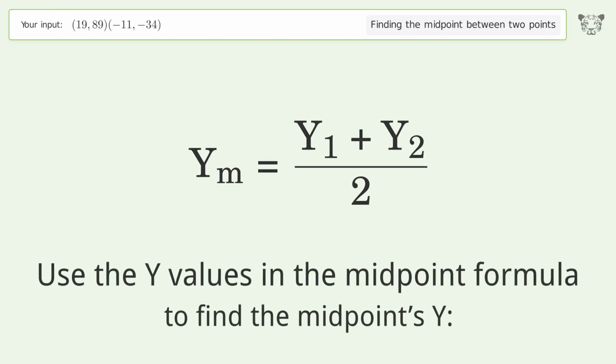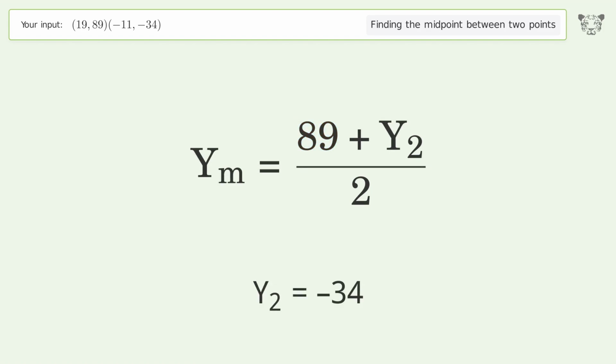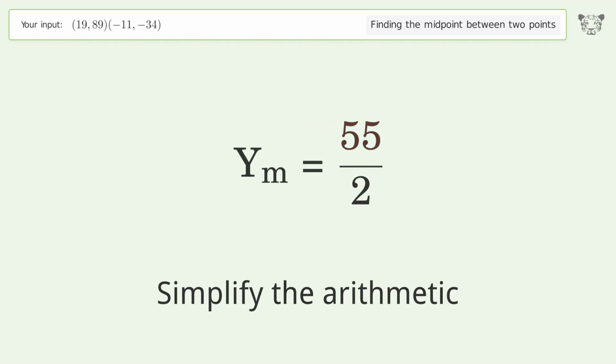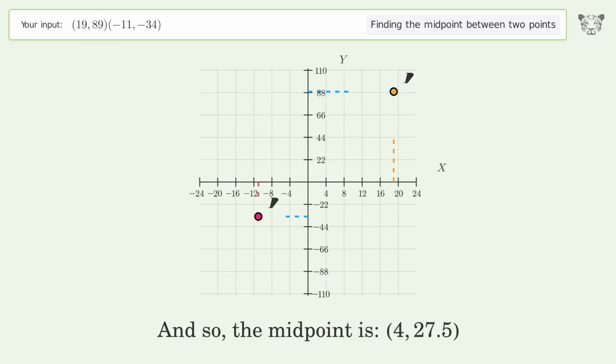Use the y values in the midpoint formula to find the midpoint's y. y1 equals 89. y2 equals negative 34. Simplify the arithmetic. And so, the midpoint is 427.5.